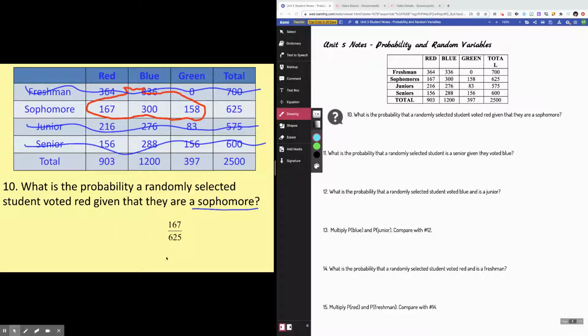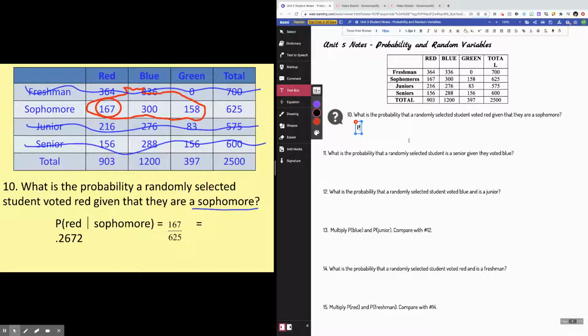So rather than dividing this fraction by the total in the table, which is 2,500, we're going to divide it by the total in my restrictor category, which is 625. I'm trying to find the probability that a student voted red given that they're a sophomore. So I'm in my sophomore circle, and then I'm looking for those who chose red within that category. The way you write this is the probability of red given that we already knew that person was a sophomore.